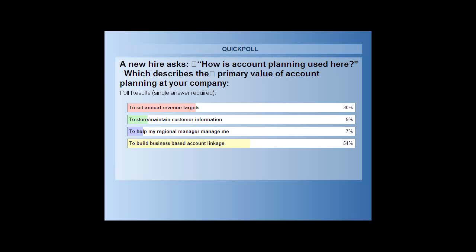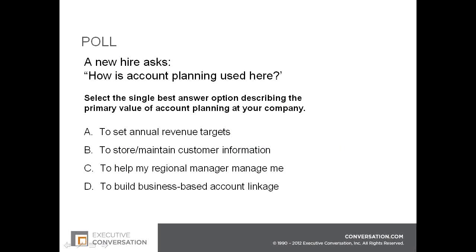So Sean, what do we have for numbers here? Jim, we have representation across all 4 options, but good news here. Coming in number 1 at 54%, build business-based account linkage, followed at 30% to set annual revenue targets, and we have a couple single-digit response rates for storing data as well as helping manage folks on a team.